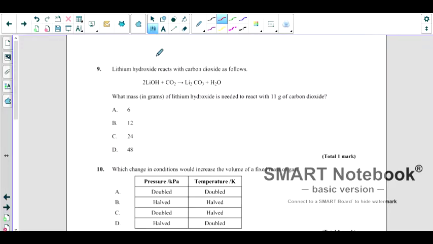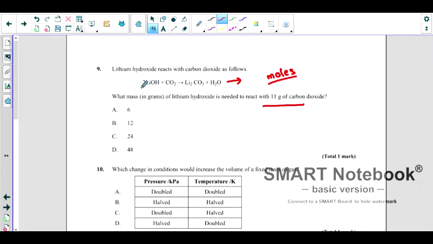Lithium hydroxide reacts with carbon dioxide as follows. The equation is given to us. What mass in grams of lithium hydroxide is needed to react with 11 grams of carbon dioxide? You keep this in mind. This equation is balanced. It gives you the relationship of moles. So make it a habit: if you have a question in grams, try to convert it into moles. Otherwise the relationship will not be the same. The relationship is between moles.